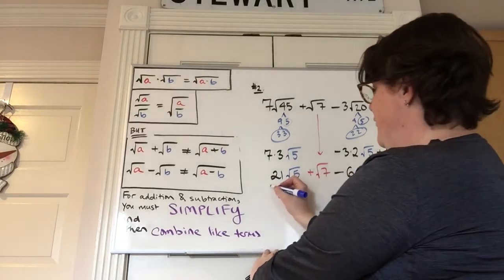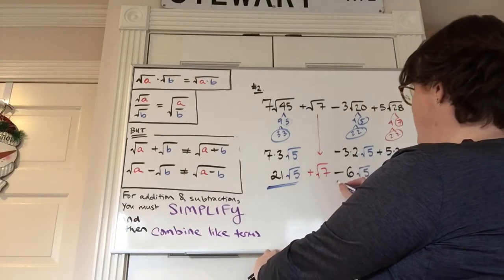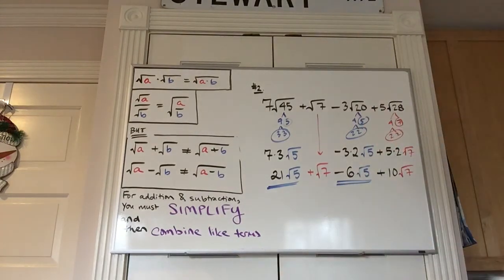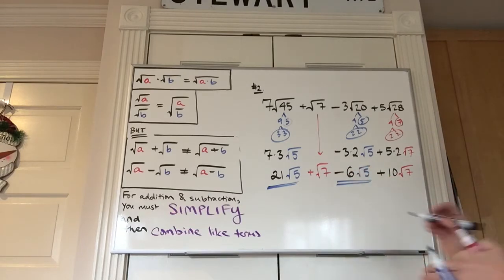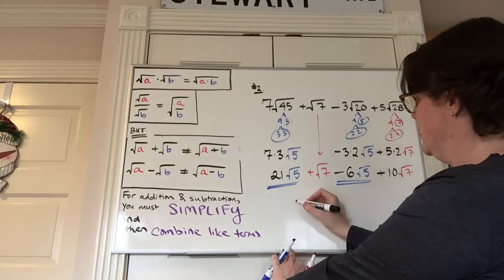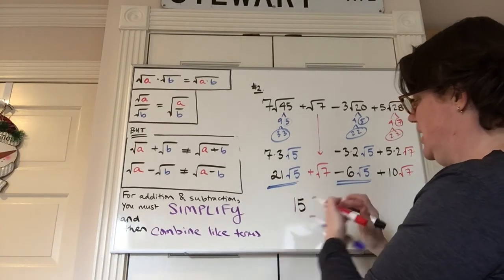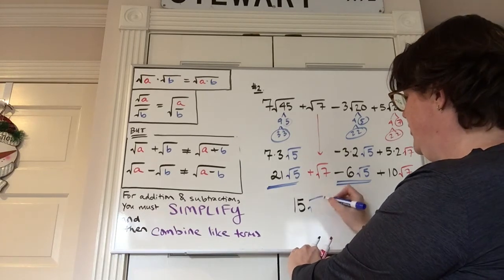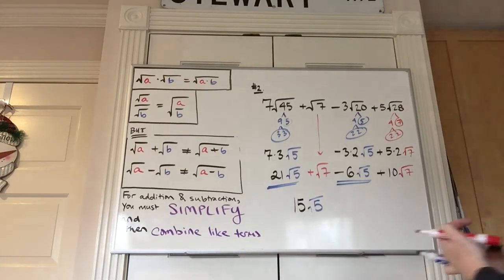So for instance, I have 21 root 5's minus 6 root 5's. That's very much like 21x minus 6x, because root 5 is a weird number I don't totally understand. So I could say, okay, if I said 21 of the weird thing minus 6 of the weird thing, that's 15 of the weird thing. 15 times the square root of 5.